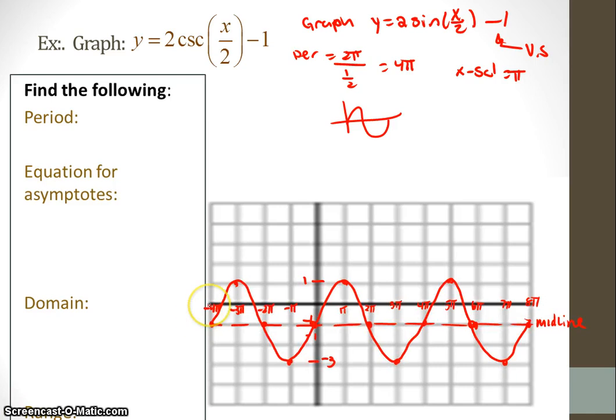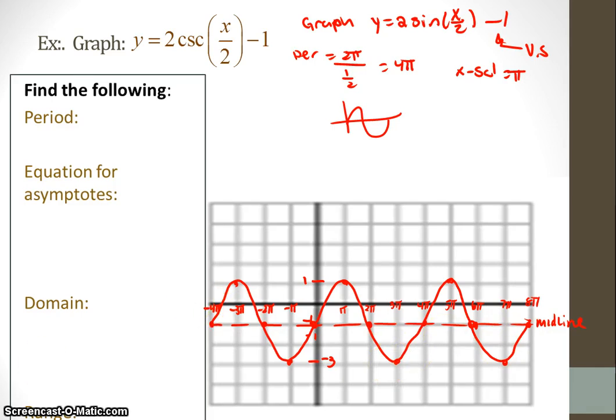So here I went ahead and graphed my sine function. It had a vertical shift down 1, so you can see my midline here down at -1. It's a sine function, so it starts on the midline and it goes upward. It had an amplitude of 2, so it went up 2 units. And then it goes down 2 units. So I graph my sine function all the way.